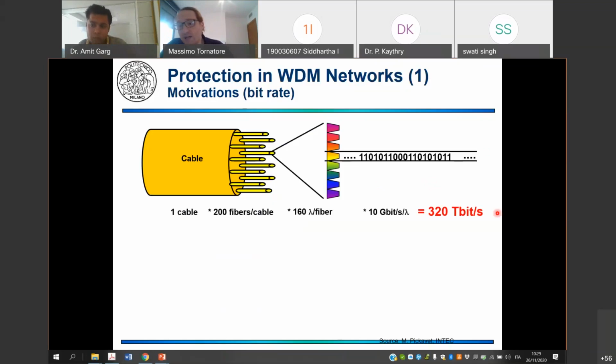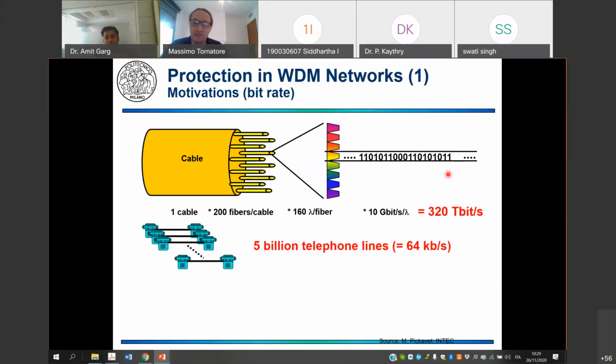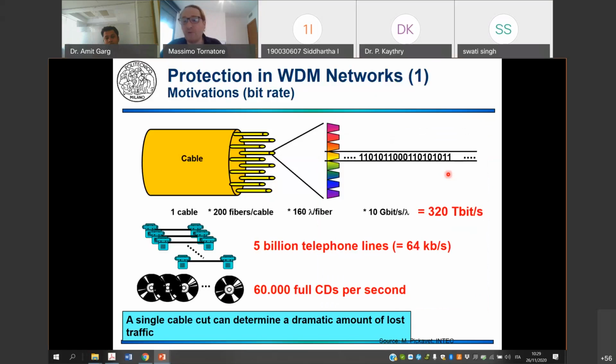So it is obvious that we cannot really afford as operators to stop 320 terabit per second and not have a secondary plan in action in order to avoid this situation. Just to make some example, 320 terabit per second means 5 billion phone calls at the same time, or 60,000 full CDs being exchanged per second.